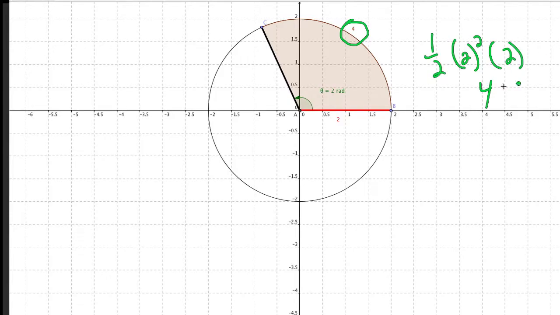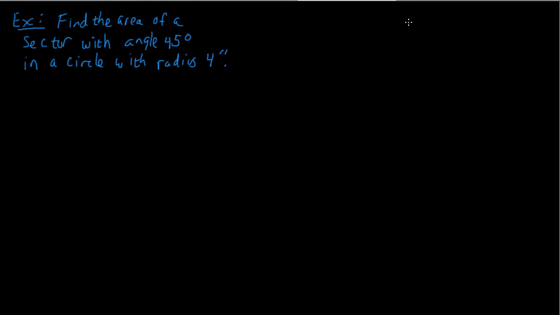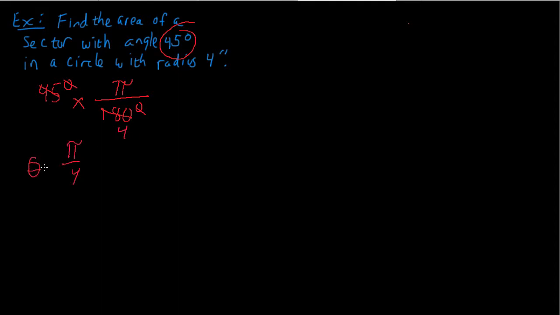So to work on an example, find the area of a sector with angle 45 degrees in a circle with radius 4. The first thing we need to do is change 45 degrees into radians. 45 degrees times, the conversion is, I need degrees to disappear, so I'm going to put 180 in the denominator, and I know that a semicircle, which is 180 degrees, is pi radians. The degrees units will cancel, so I'm going to be left with no units, which is good for radians, and 45 goes into 180 4 times. So 45 degrees is pi over 4, and that's my theta.